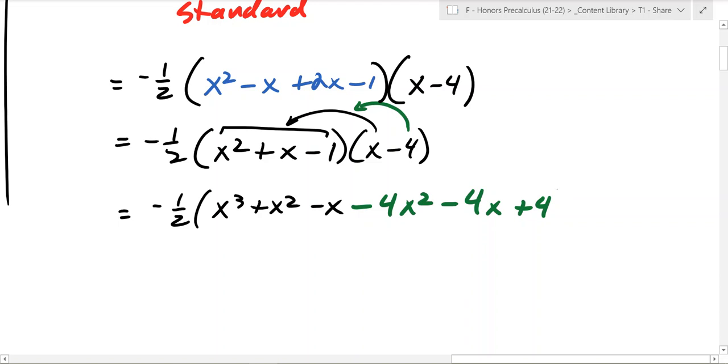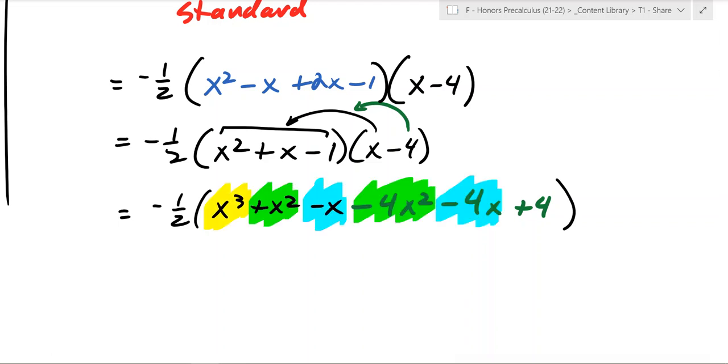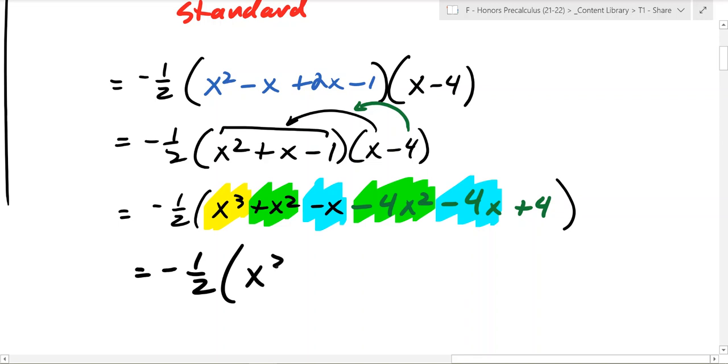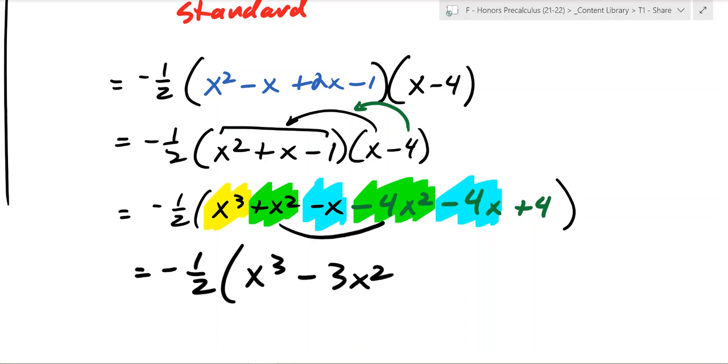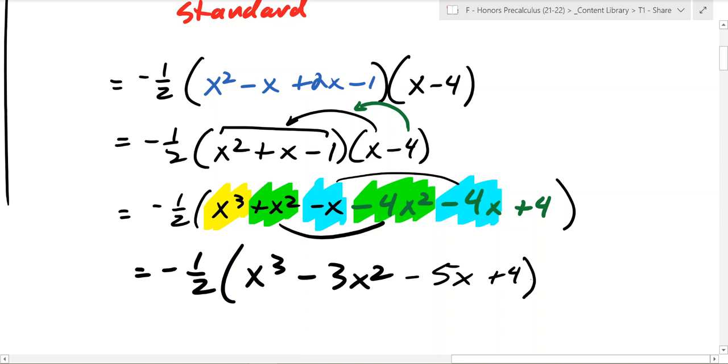And now we need to combine like terms. And what I've done here is I've highlighted the like terms. So you have negative 1/2, and there's only 1x cubed. But then these two is going to be minus 3x squared. And then you have these two, so minus 5x. And then you're going to have plus 4, like that.